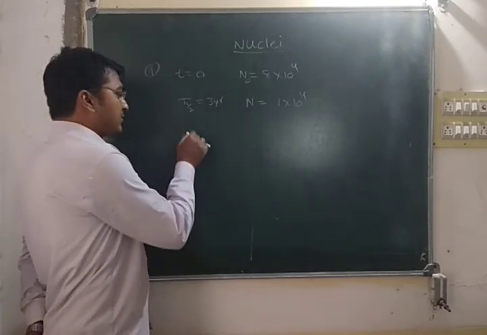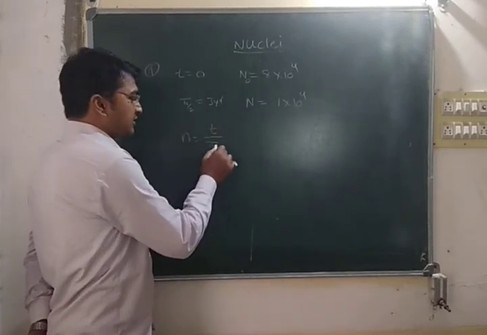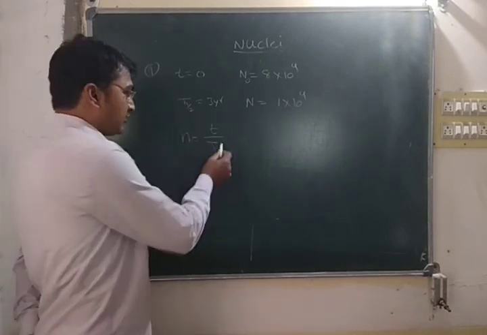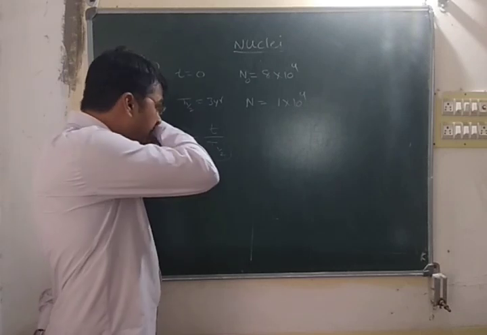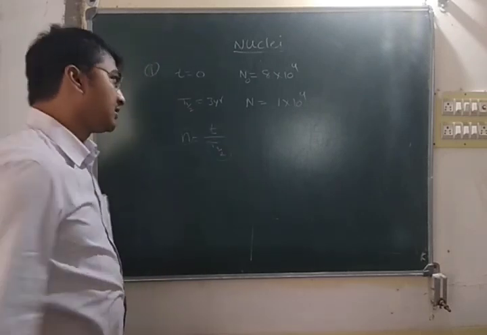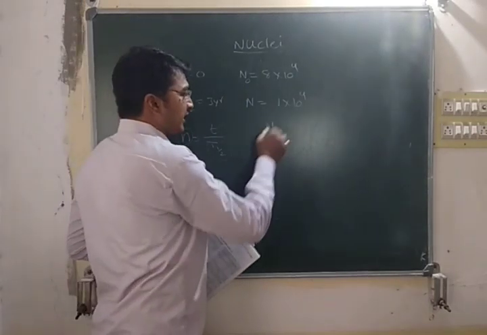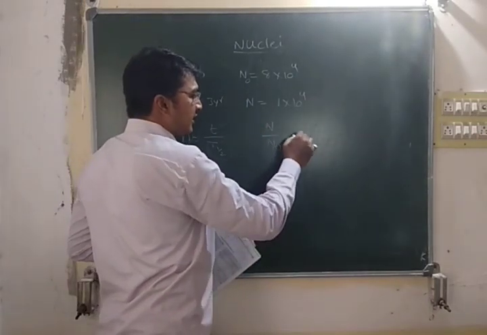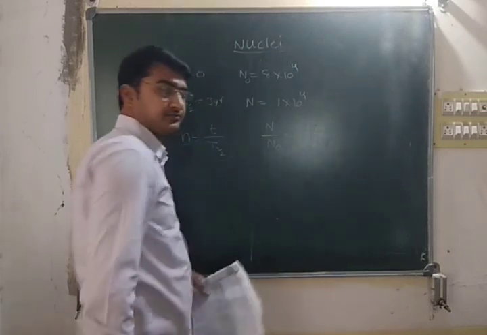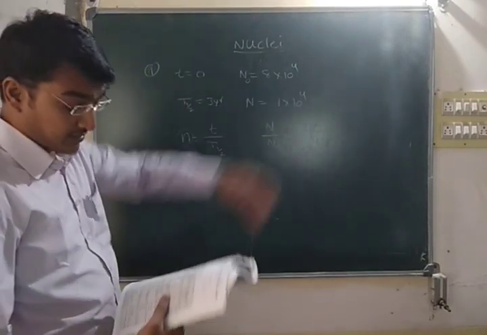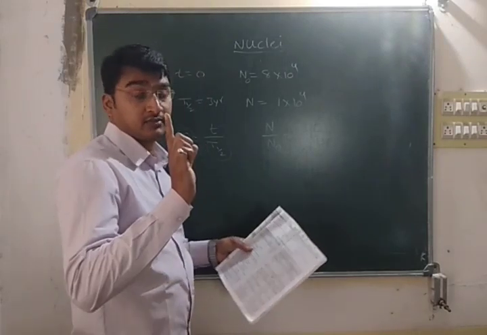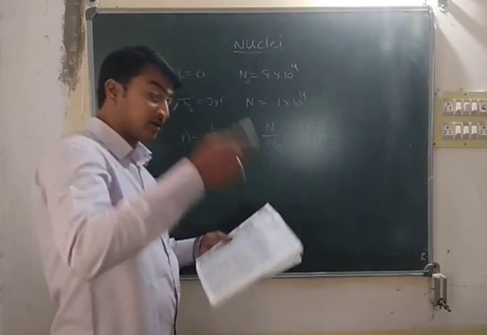How to find the small t value? Small t is equal to n times T half. T half we know is 3 years, but we don't know the n value. We want to find t, so how to find n? For the n value, the formula N by N naught is equal to 1 by 2 to the power of n. Just now I gave the formula. Based upon that, you can go to the options and solve it. I will solve this one, and the remaining you can solve.